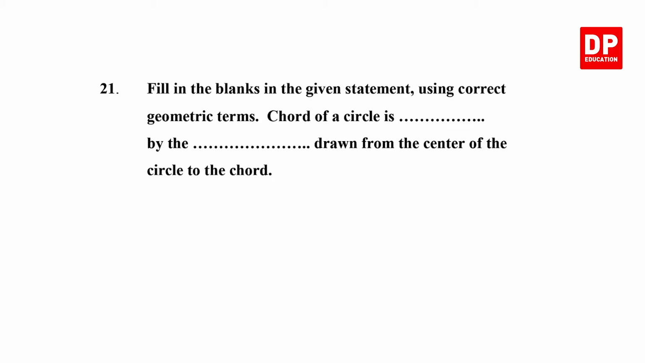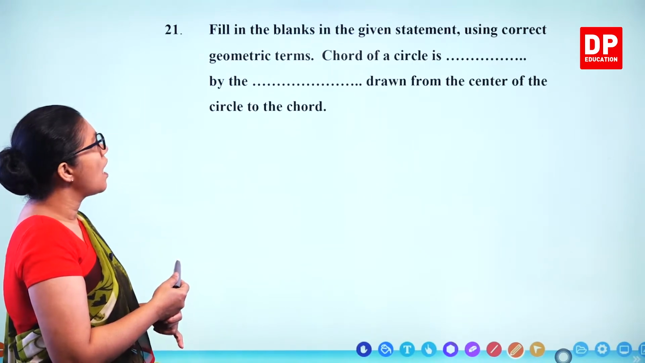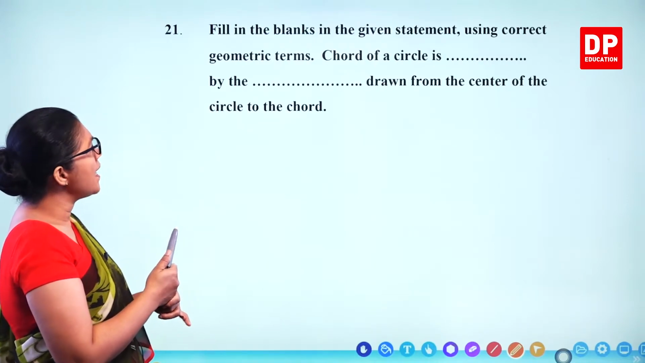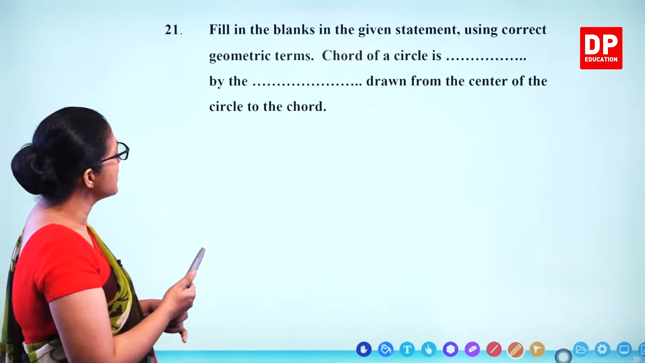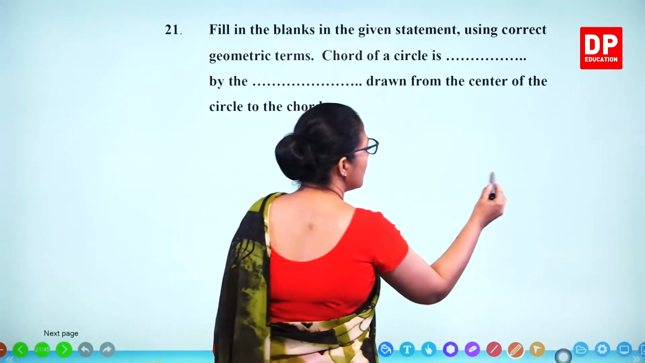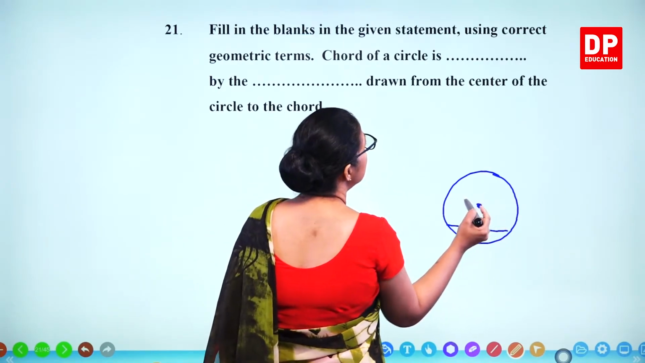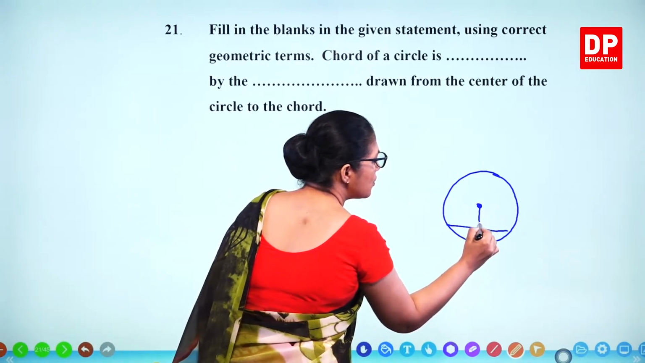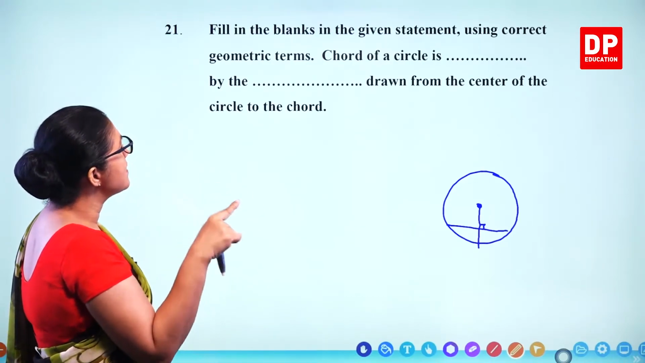Question number 21. So you have to fill the 2 blanks. Fill in the blanks in the given statement using correct geometric terms. Chord of a circle is dash by the dash drawn from the center of the circle to the chord. What's the theorem? If there's a chord and center is there, so when you draw a perpendicular to the chord, they bisect each other.